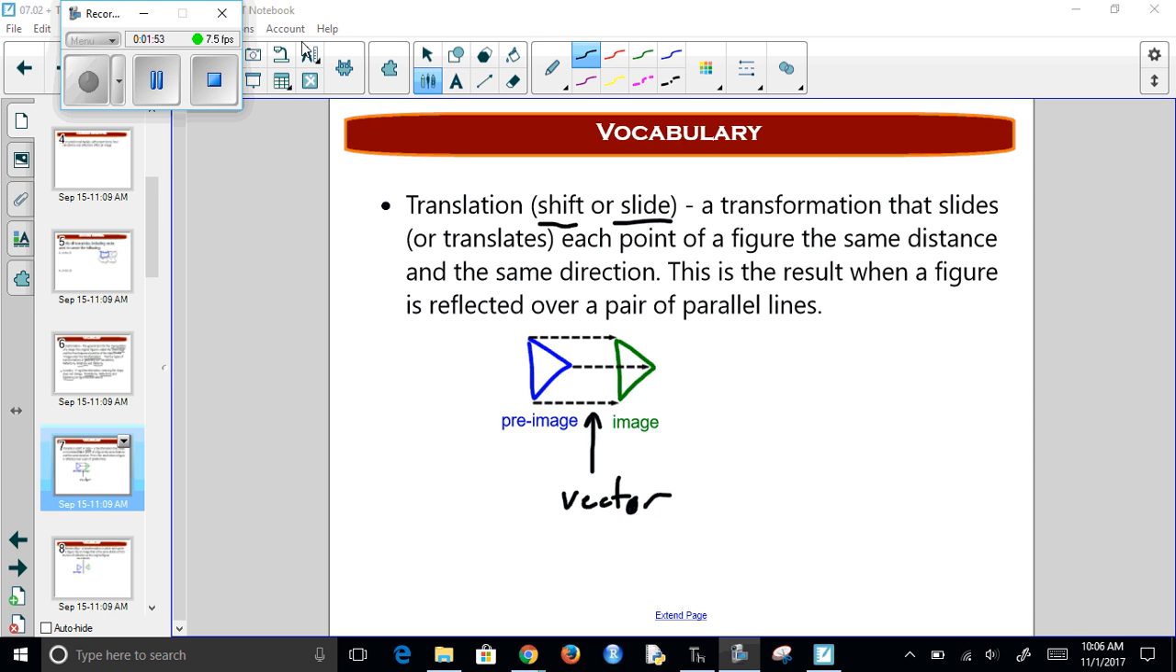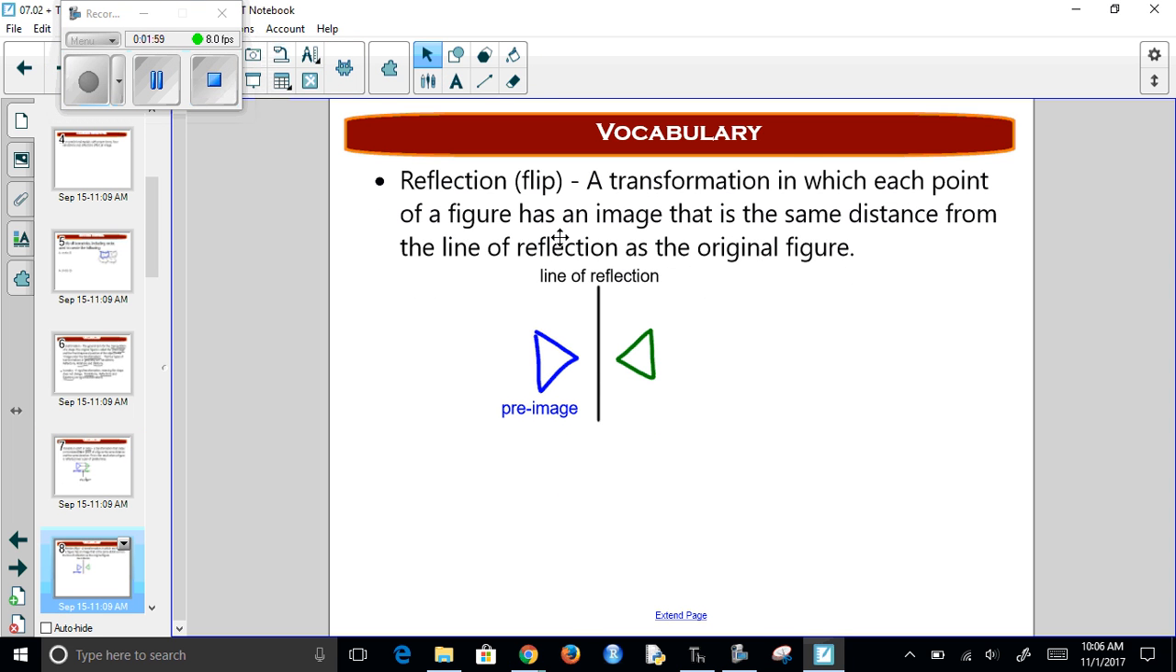The next one is a reflection, or another way of saying that is a flip. A transformation in which each point of the image is the same distance from the line of reflection as the original figure. Now, one thing we should have talked about already is that if the distance is the same, that means the distance between a point and a line is always along the perpendicular. So my drawing here isn't perfect.